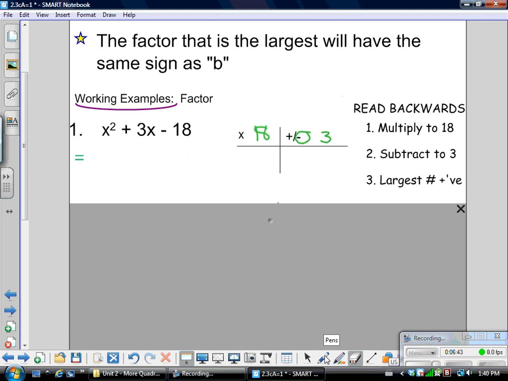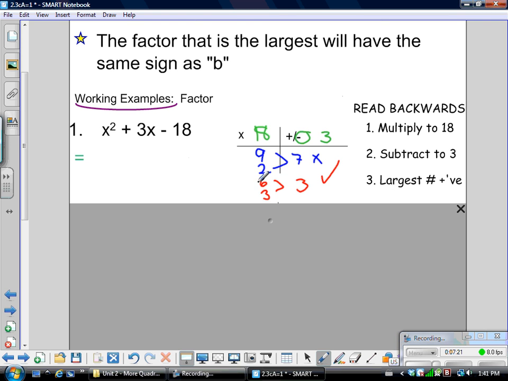Okay, now 18 has a lot of different multiplication facts, so I might have to do a little bit more work here. So I always start with the most common multiplication fact of 18, and that's usually not 18 times 1. Usually it's things such as 9 and 2. When I subtract 9 and 2, I get 7, right? And that's not what I want. So then I think of other multiplication facts of 18. Well, there's also 6 times 3. When I subtract 6 and 3, I end up with 3. So that's what I want.